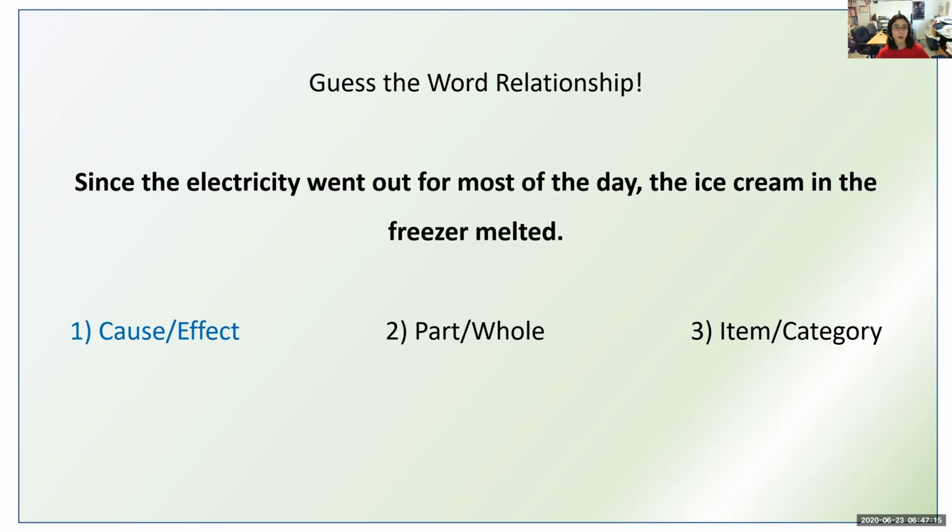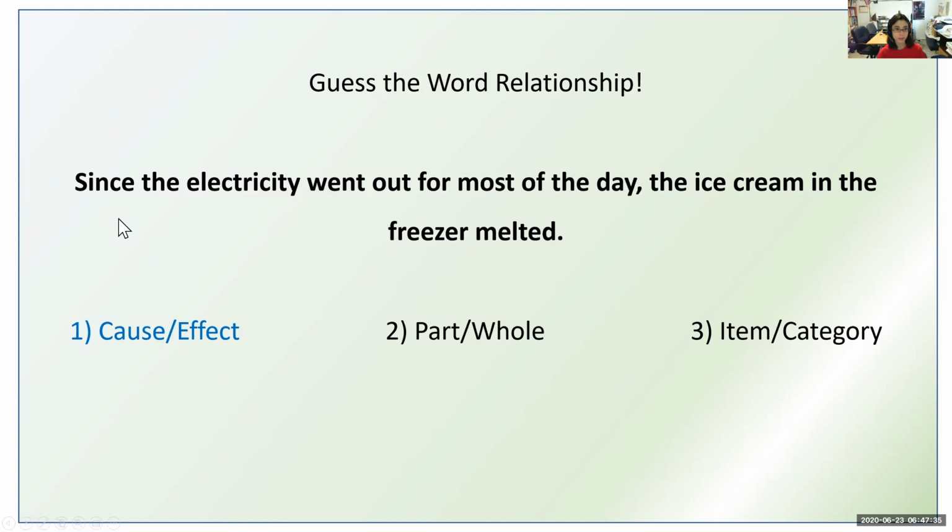If you said that it's a cause-effect relationship, you are correct. Since the electricity went out for most of the day, the ice cream in the freezer melted. So we have our cause. Again, looking at our keywords, it's since, or if we had as a result or because, those would all clue us into the fact that this is a cause-effect relationship.